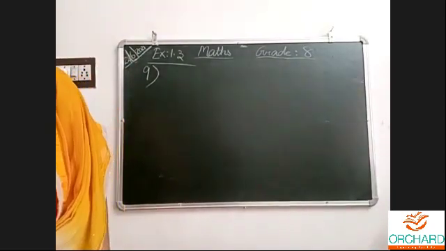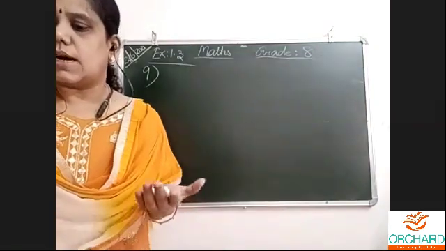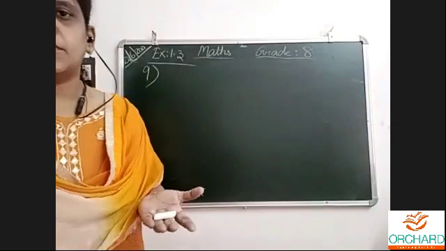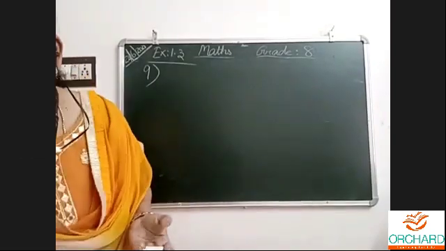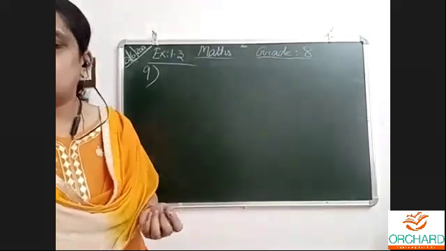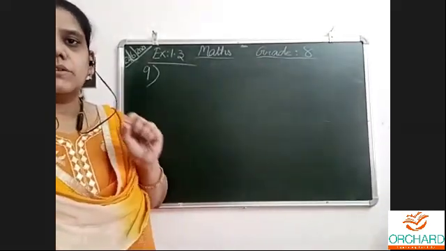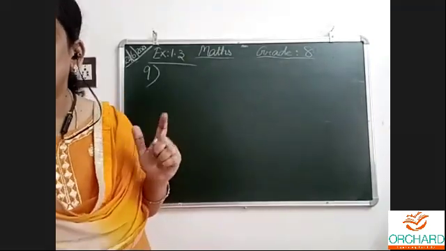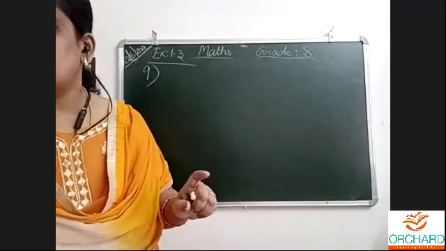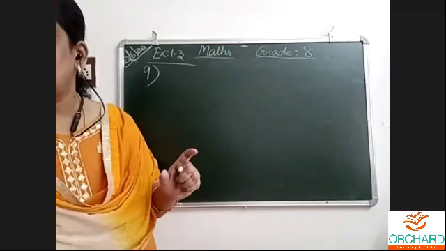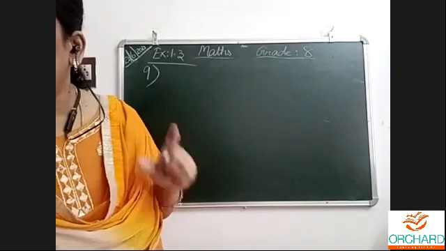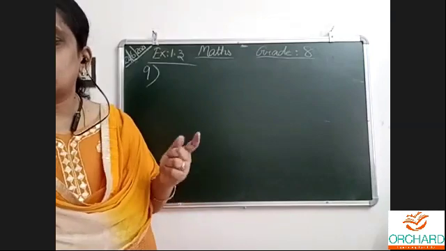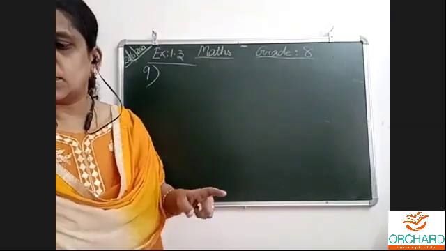In a box of marbles, 3 by 8 of the marbles are red. 2 by 5 of the marbles are blue. And the rest of the marbles are green in color. Of the red marbles, 2 by 9 are spotted. Spotted means dots are there on that. In option A, they are asking to find the fraction of the marbles which are green. And in B, they are asking for red marbles which are not spotted. So this is the question.